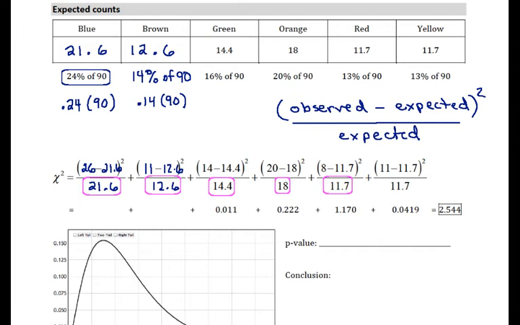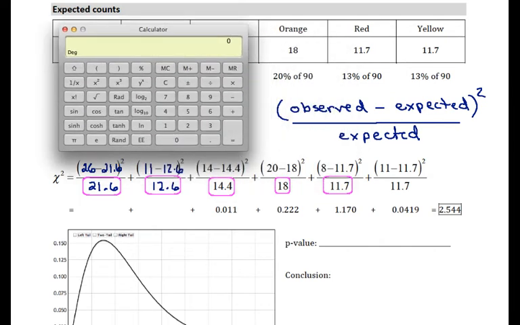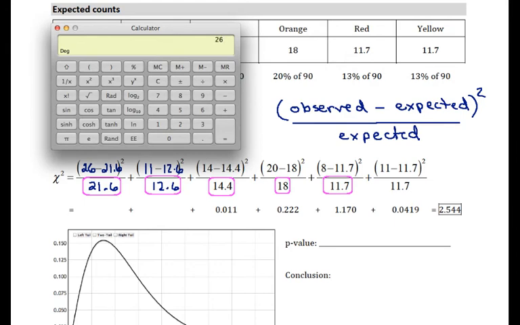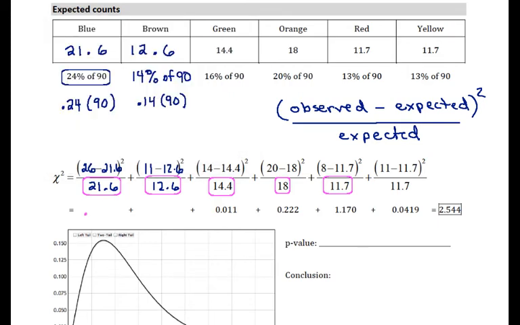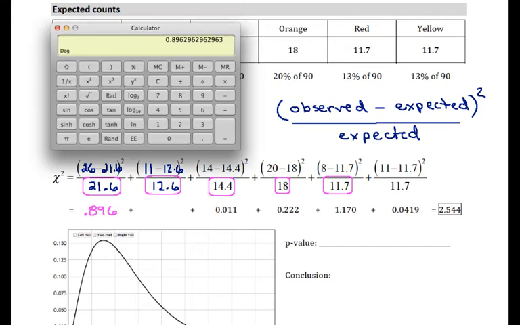So let's calculate the first couple of these. 26 minus 21.6. Evaluate, then square, then divide. That gives me 0.896. And looking at brown here, we have 11 minus 12.6. Evaluate, square, remember it always becomes positive, and then divided by that 12.6. So I get 0.203.